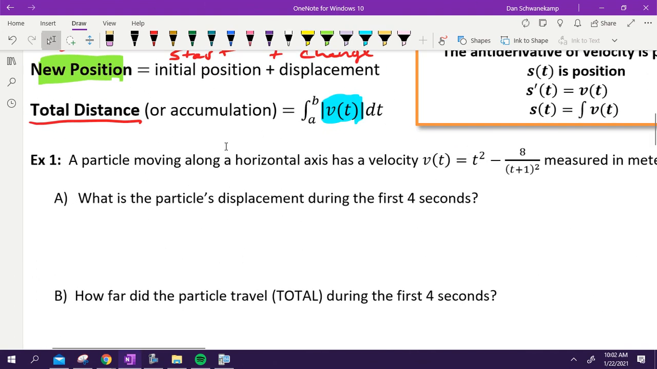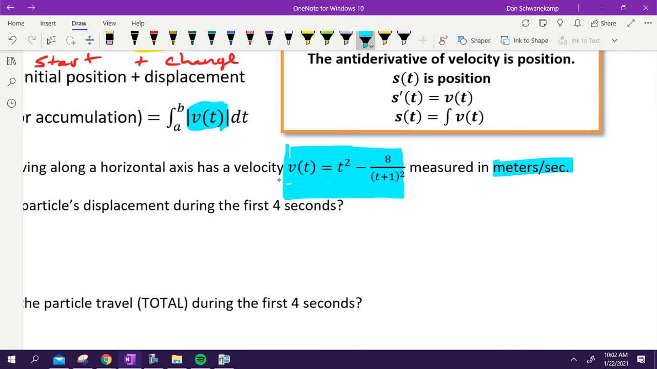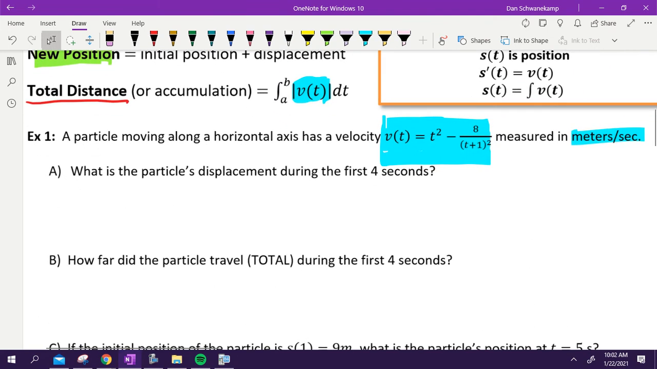Let's try it here. Number 1 says a particle moves along a horizontal axis and has this velocity, where v of t is measured in meters per second. What is the particle's displacement during the first 4 seconds? What do I need to do in order to find displacement during the first 4 seconds? Integrate from when to when? 0 to 4. I'm going to integrate velocity. Type that into your calculator, get an answer.